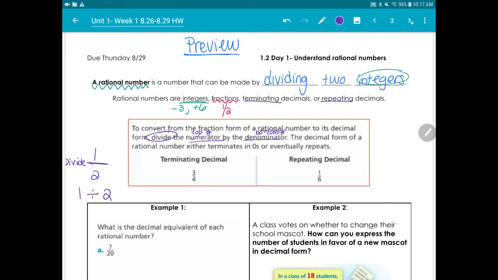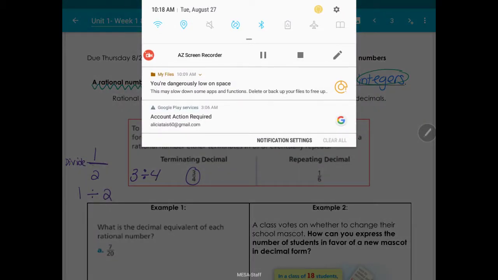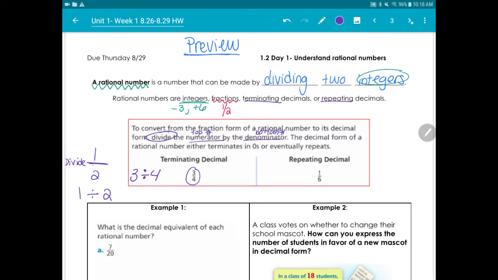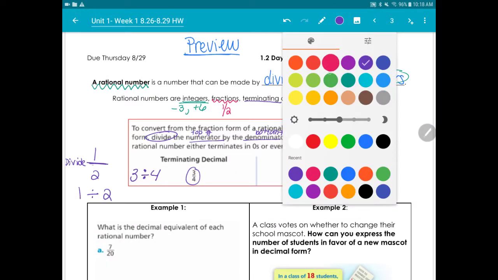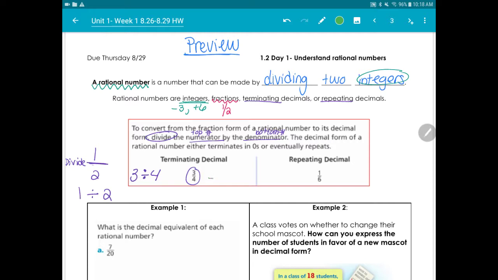In this case, we have 3 over 4. That's the same thing as saying 3 divided by 4. So we're going to do that in our calculator and see what we get. When you divided 3 divided by 4, you should have got 0.75. This is a terminating decimal because it stops. That's what terminating means. It stops. It doesn't continue on.